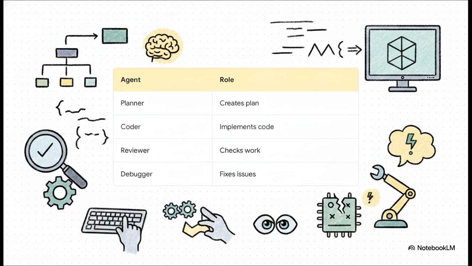To put that into perspective, it's basically an entire engineering team living inside your machine. When a ticket is ready, the planner agent steps up and turns it into a step-by-step plan. Then the coder agent jumps in to implement it, phase by phase. Next, the reviewer agent checks that code against your acceptance criteria. And if anything bugs out, the debugger agent is right there to catch and fix it before you even notice.